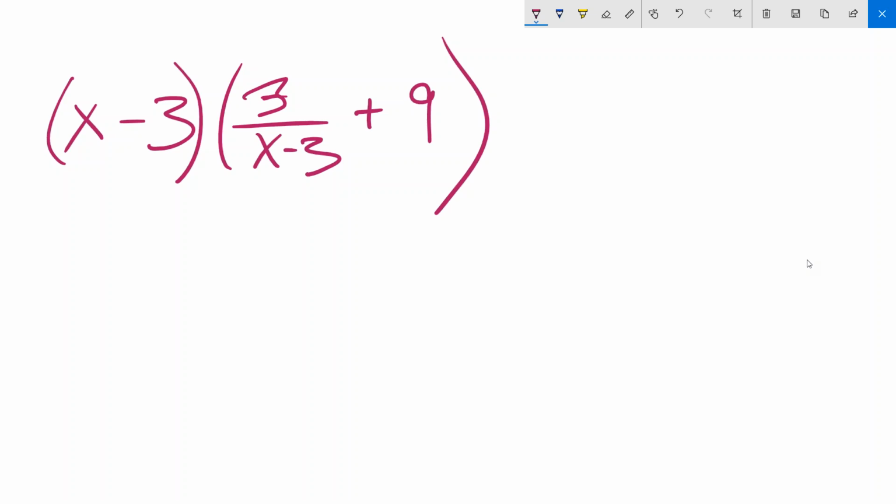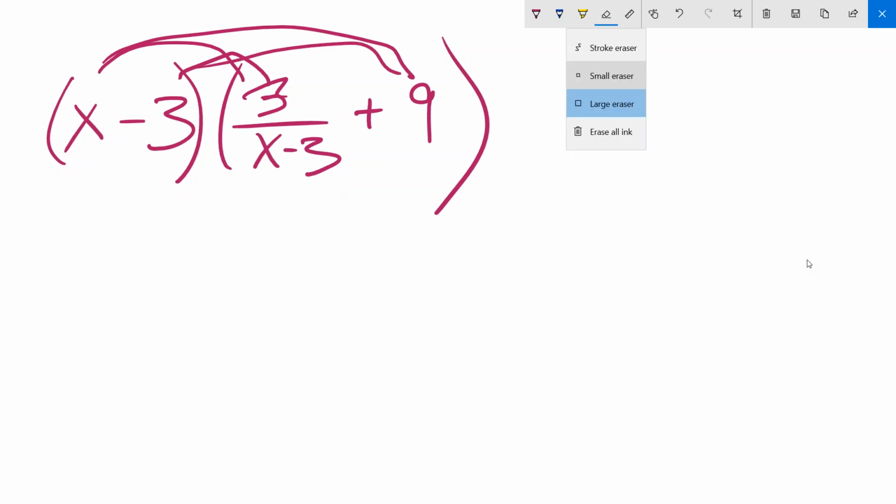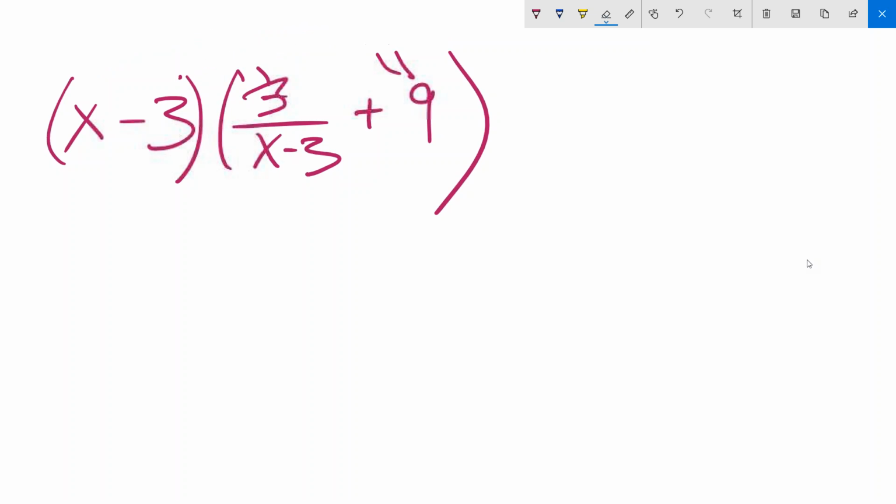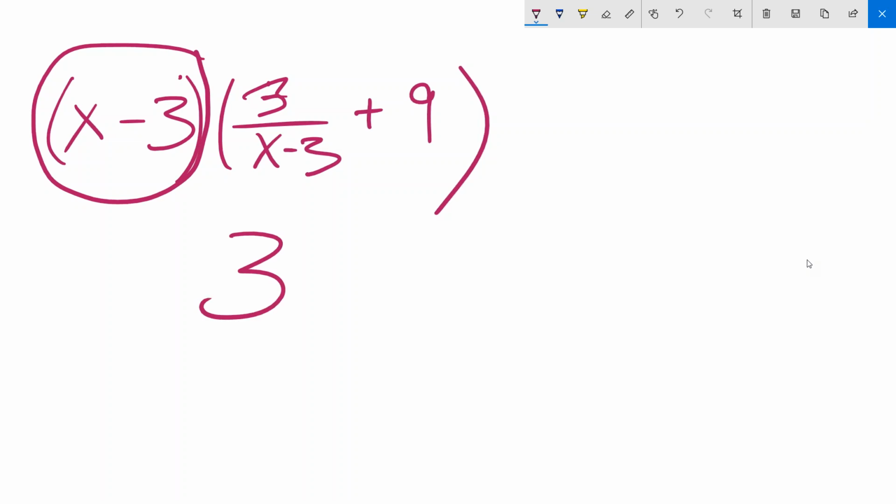Mm-hmm. And I could FOIL these. In other words, I could go this times that times that times that, and that times that. But there's actually, because there's two x minus 3's in this thing, I don't think foiling it is the fastest way. I think distributing it is. And distribute that to both terms. What do you get? You get 3 parentheses x minus 3 over x minus 3 squared.